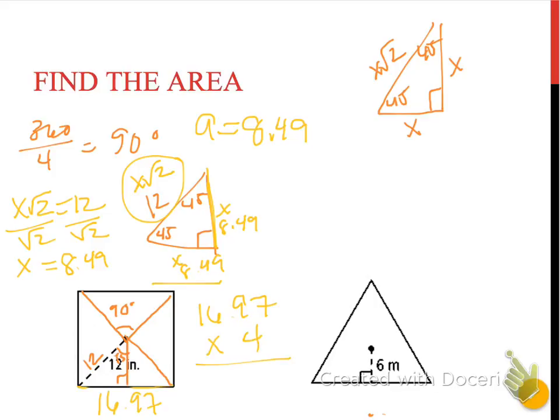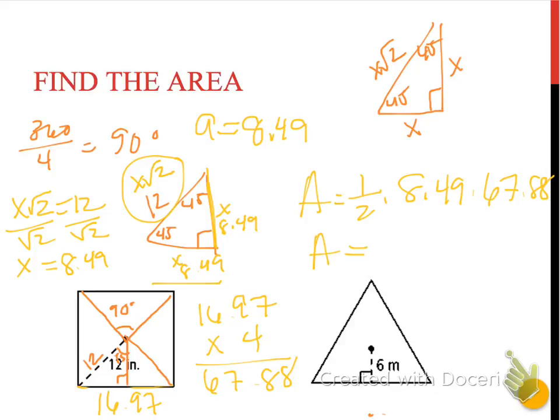Now I can take that 16.97 and find the perimeter by multiplying by 4, so that I can find this. Multiply that by 4, and we're going to get like 67.88. So let's go ahead and do our A equals 1/2 times 8.49, my apothem, times that 67.88. So A equals 288.16 inches squared.